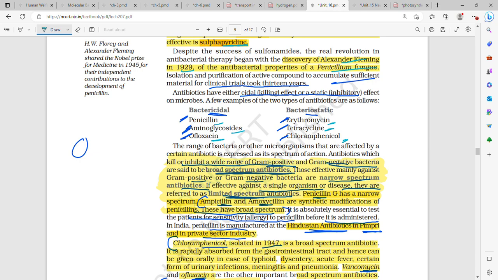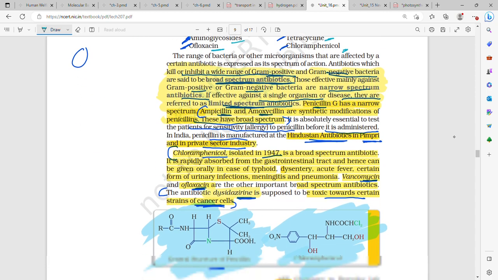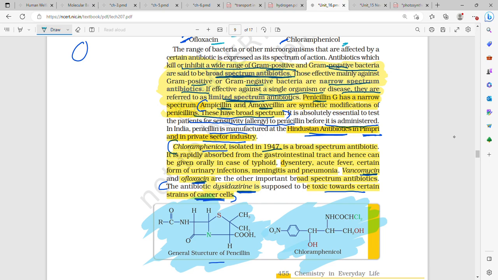So penicillin, aminoglycoside, and ofloxacin, these three are bactericidal, whereas erythromycin, tetracycline, and chloramphenicol are bacteriostatic. The range of bacteria or other organisms which are affected by a certain antibiotic is expressed as its spectrum of action. Antibiotics which kill or inhibit a wide range of gram-positive and gram-negative bacteria are said to be broad-spectrum antibiotics.